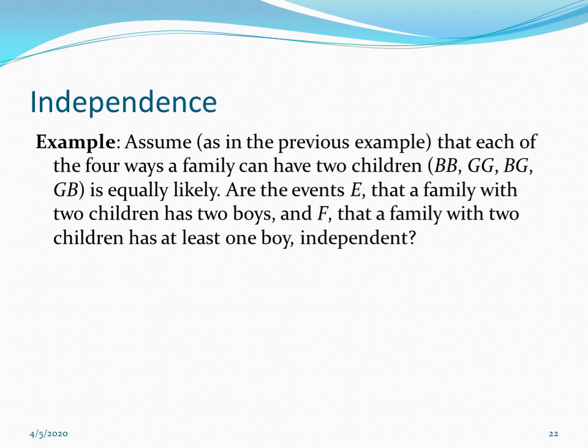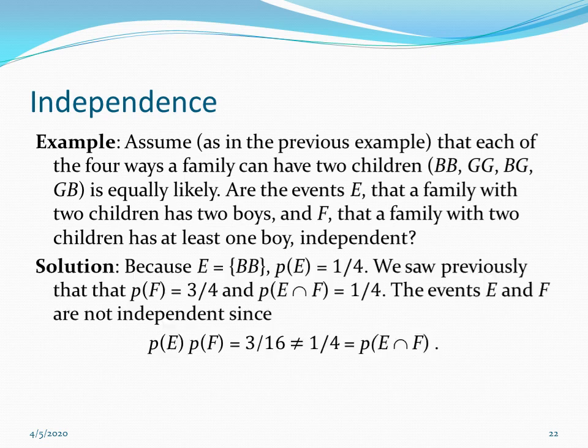Let's look at another example. Assume, like in the previous example, that each of the 4 ways a family can have 2 children, which are the 4 outcomes BB, GG, BG, and GB, is equally likely. Let's look at an event. E is the event that the family with 2 children has 2 boys, and F is the event that the family with 2 children has at least 1 boy. Are they independent? Well, let's check.